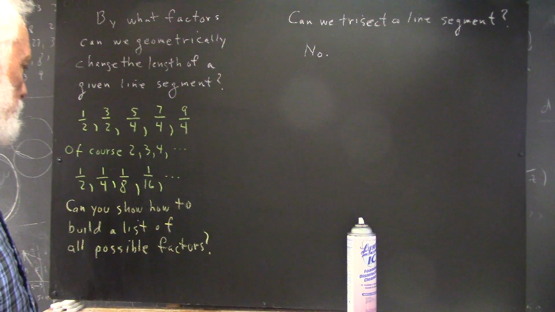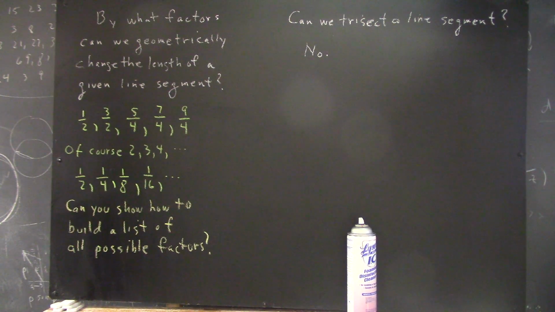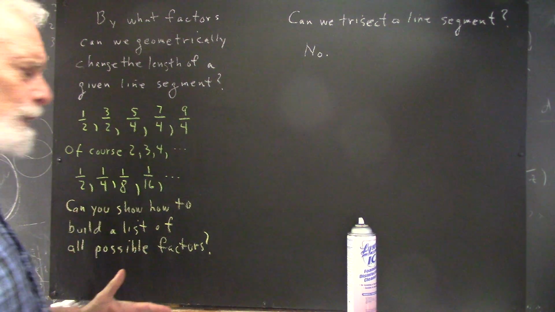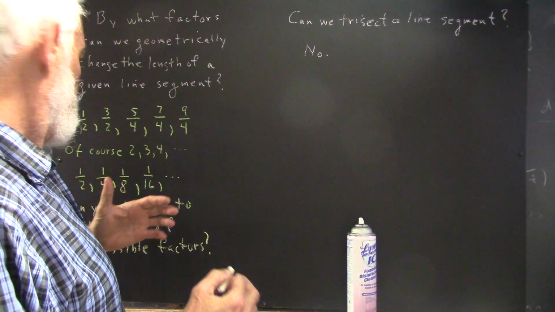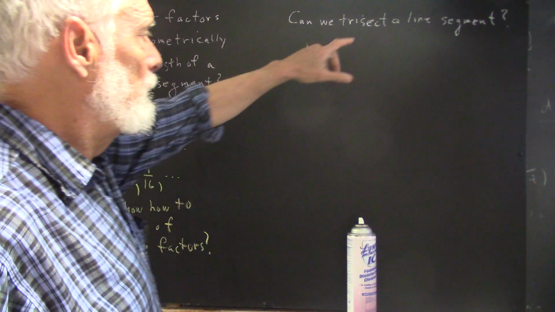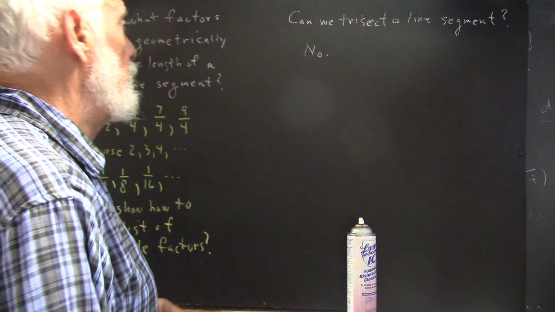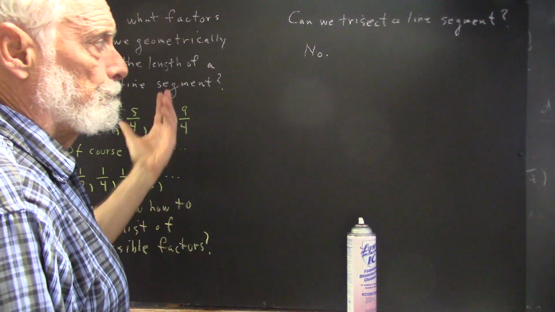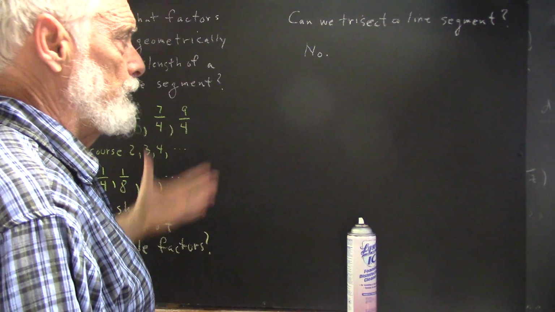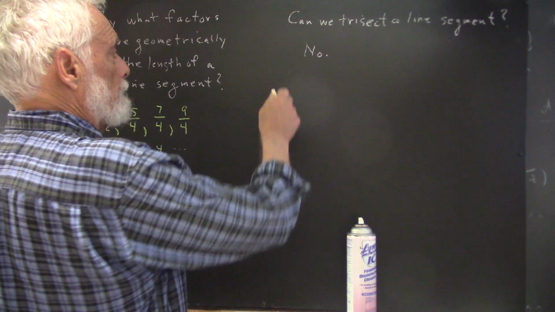Then we notice that the denominators of all these fractions are powers of 2. Can we divide a line segment into some subdivision, maybe not 3, maybe 5 or 7 or 6 or whatever? Is that possible?